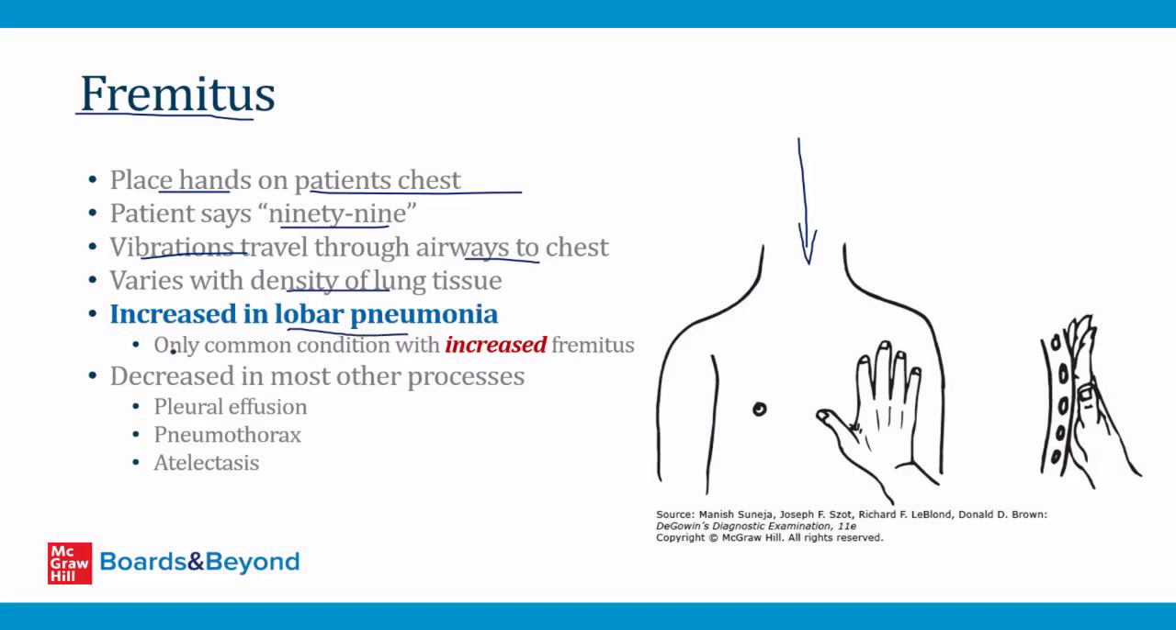And this is really the only important pulmonary condition with increased Fremitus, where you feel more vibrations compared to what is normal. Most other pulmonary processes lead to decreased Fremitus. So things like pleural effusions, pneumothorax, atelectasis, all these things will lead to decreased Fremitus, which is a finding that has many more causes compared to increased Fremitus like you see in lobar pneumonia.